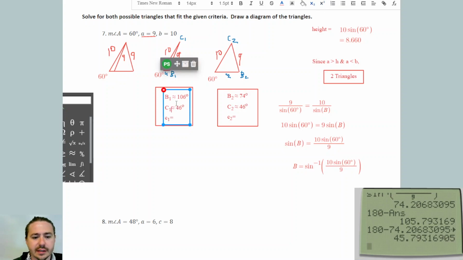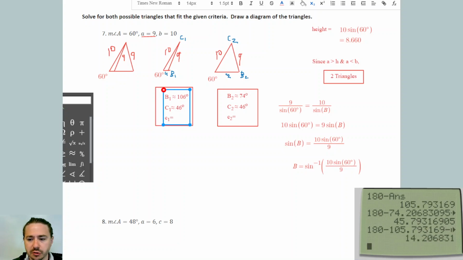We'll calculate C1 in kind of the same way here. It's not going to be 46, but we'll do 180 minus that 106 number that we had, minus 60. And so this one should be 14.2, so about 14 degrees. And then the last thing to do is find this missing C value, this missing side. To get that missing side, we need to use the law of sines.